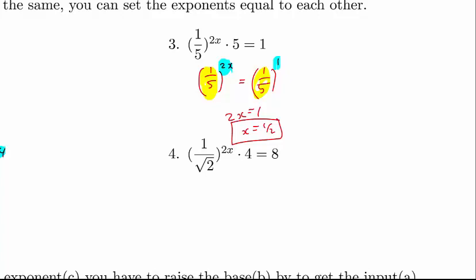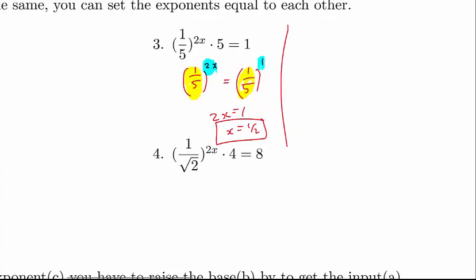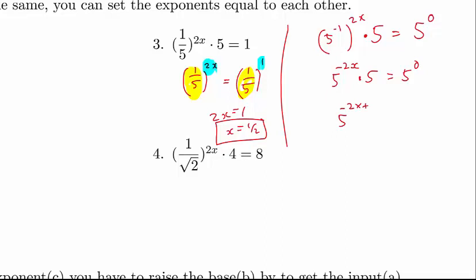Now there is another way that we could have done this. Instead of using 1/5 as a base, we could use 5 as a base. And if we do that, then we'd have 5 to the negative 1st power here, to the 2x, times 5, equals 1, which is really just 5 to the 0th power. All right, so then this becomes 5 to the negative 2x, multiplied by 5 equals 5 to the 0, and then this becomes 5 to the negative 2x plus 1 is 5 raised to the 0.